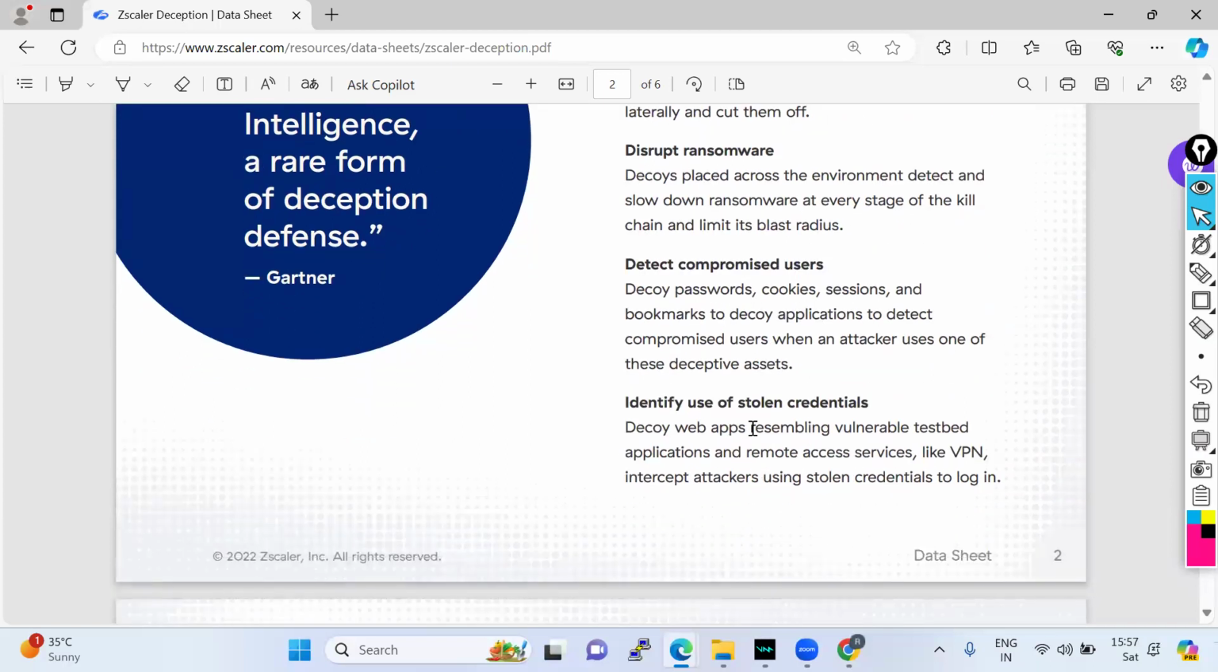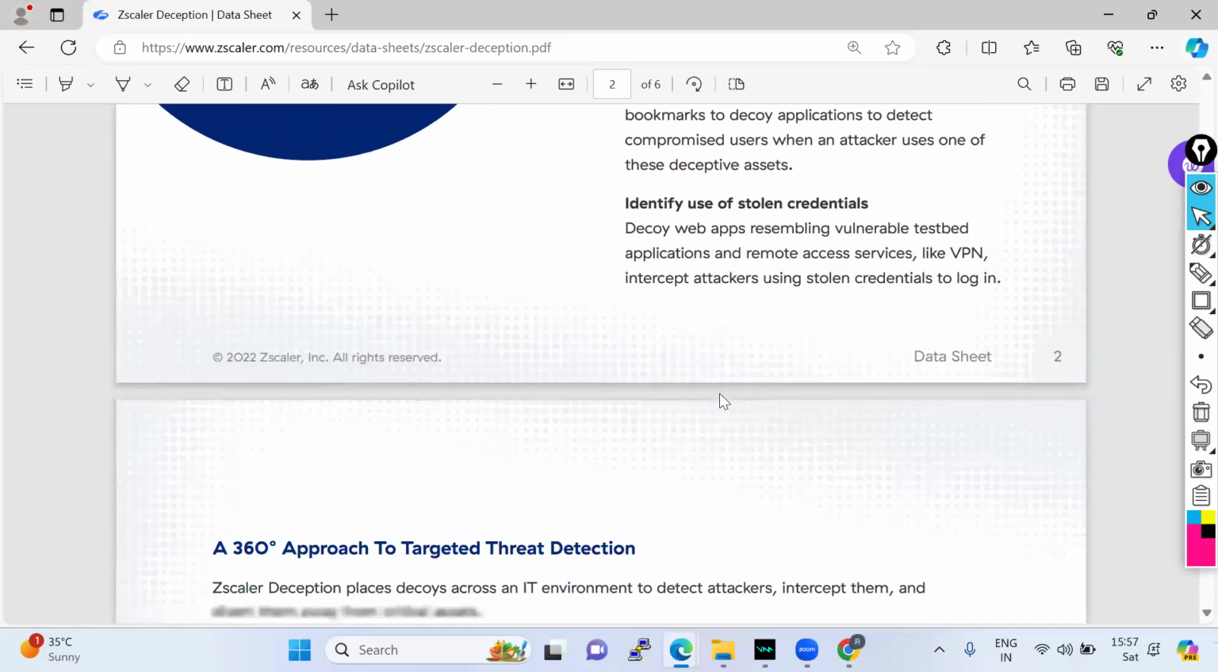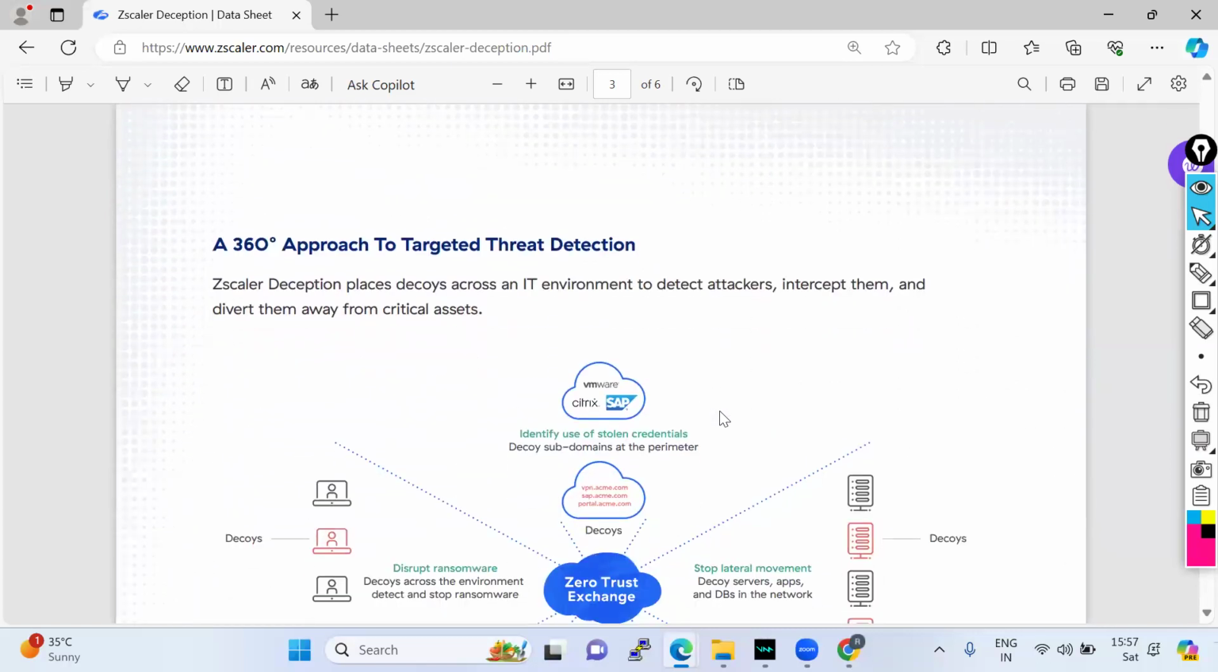Decoy web apps resembling the vulnerable test web application, and remote access services like the VPN, intercept the attacker using the stolen credential to log in. So you are probably going to get the credential based on the decoy, the fake information they have given. And once you are trapped, you are going to be killed. So you can see here Zscaler targeted threat deception.